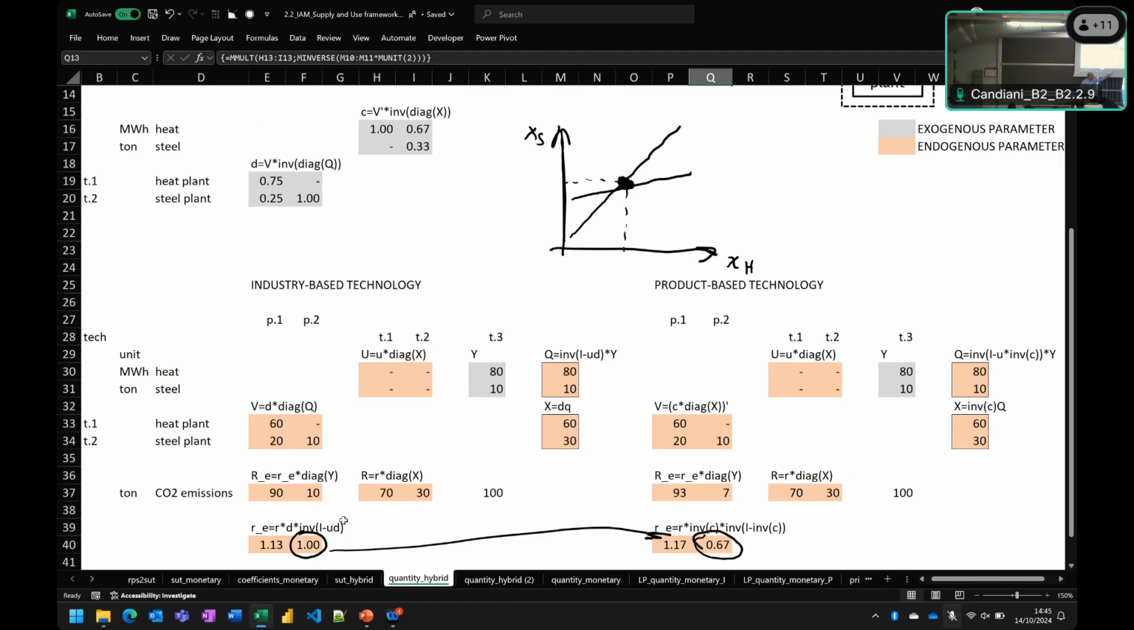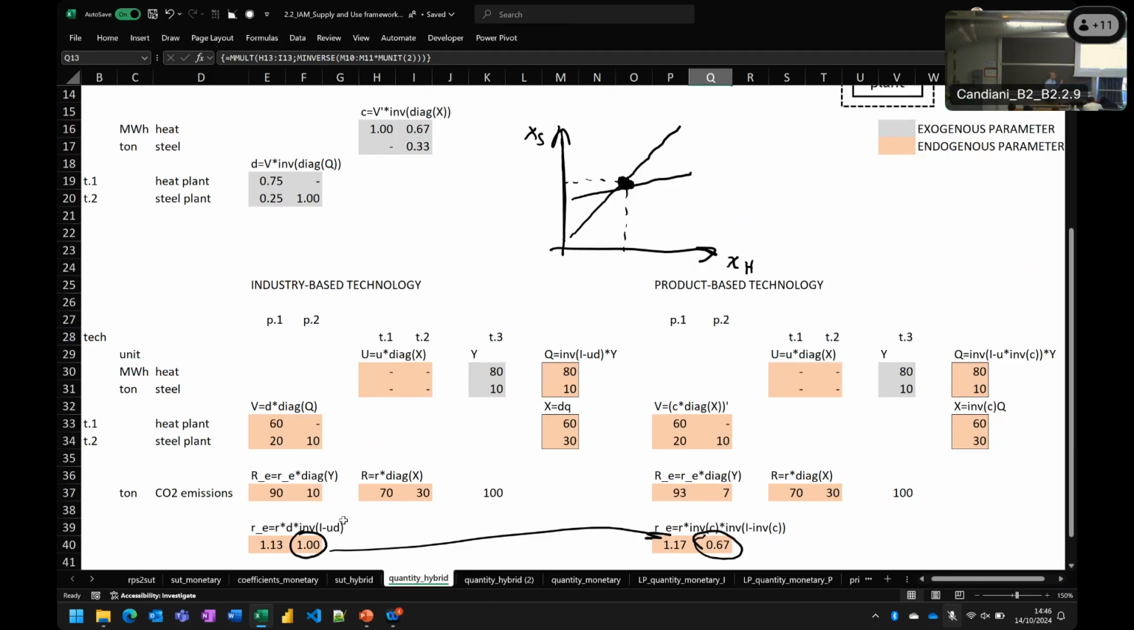What happens here? 0.67. If you remember, if we are invoking 1 extra ton of steel according to the product-based technology assumption, the steel factory is also producing heat, not just steel. And this heat is represented as a negative production from the boiler. So the portion of the heat that is produced by the steel factory turns out to be a negative production of the boiler. And this negative production means a saving in emissions. That's why we got this number here that is significantly smaller with respect to the previous case.